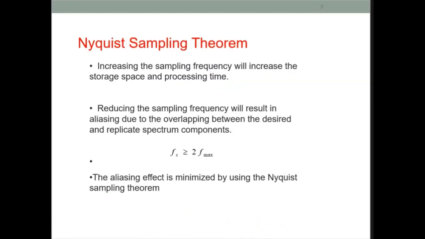Okay, this is what is called the Nyquist sampling theorem. Increasing the sampling frequency will increase the storage space and processing time.